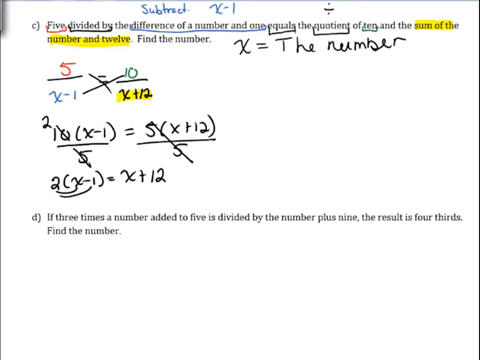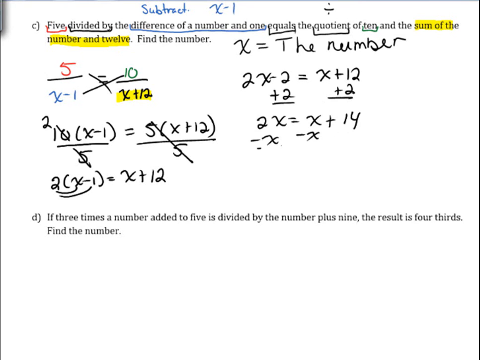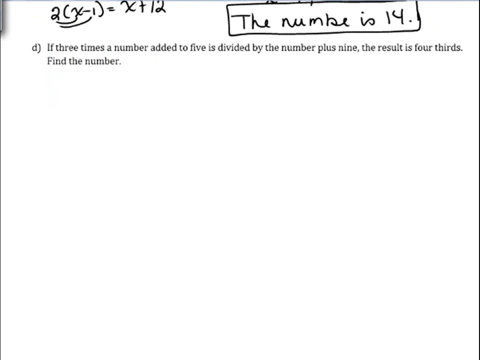Now we can distribute the 2. That gives us 2x minus 2 equals x plus 12. Now we're going to add 2 to both sides, giving us 2x equals x plus 14, and then subtract x from both sides. So we get x is equal to 14. And then write a sentence to answer our question. The number is 14.